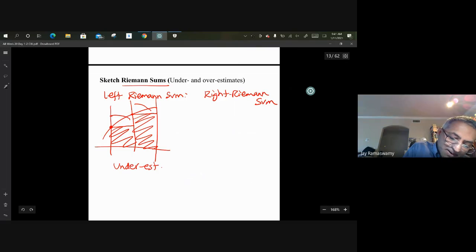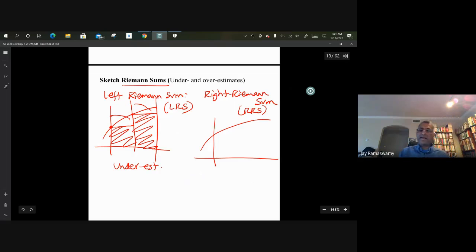By the way, this is abbreviated as LRS. This is abbreviated as RRS. LRS. Okay. Again, draw a figure like that. Just draw two parallel lines. I'm accepting a guess.